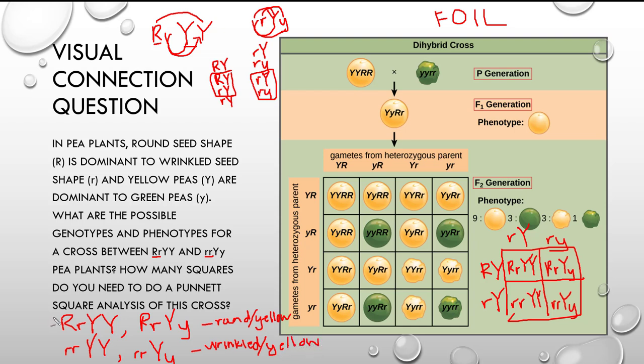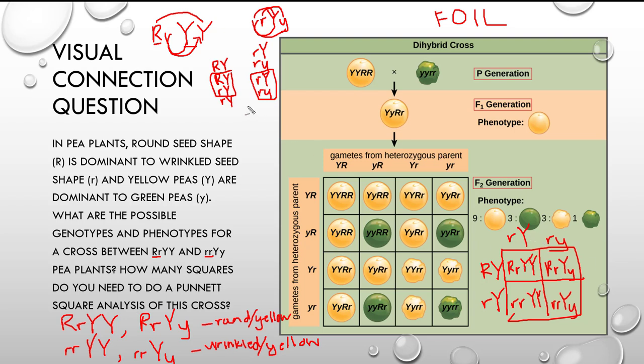So my genotype is a 1 to 1 to 1 to 1 of these different genotypes. But my phenotype ratio is 1 round yellow to 1 wrinkled yellow. So they're all yellow in coloration, but 50% are going to be round, 50% are going to be wrinkled. So that's my Punnett square.